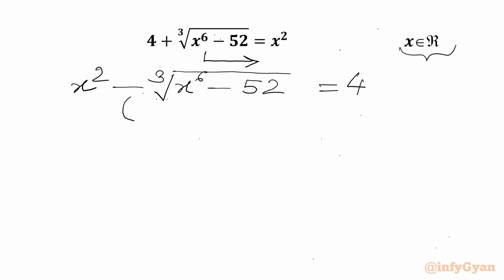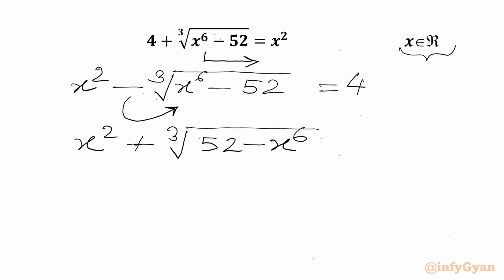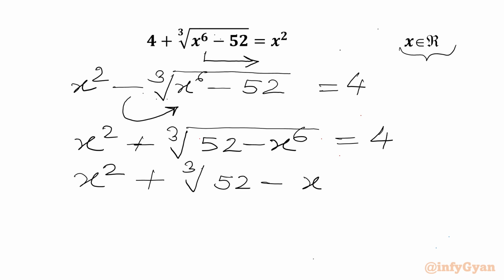Now we can take this minus sign into this radical. We will get x square plus cube root of 52 minus x power 6 equal to 4. Now we can write our equation x square plus cube root of 52 minus x power 6. I can write x square and then whole cube. RHS is 4.